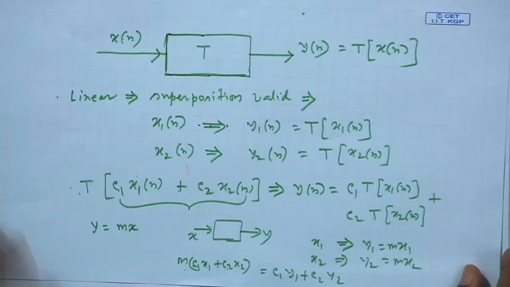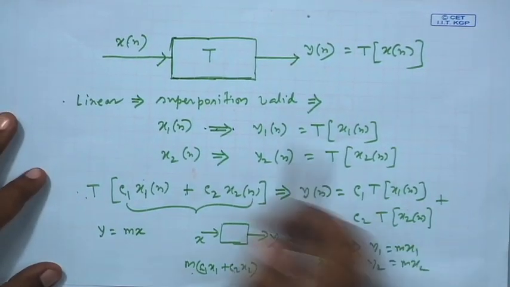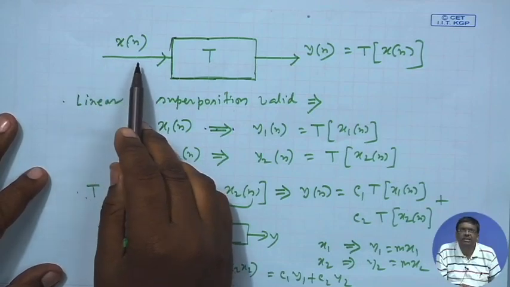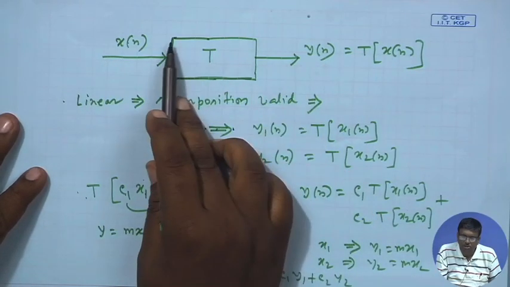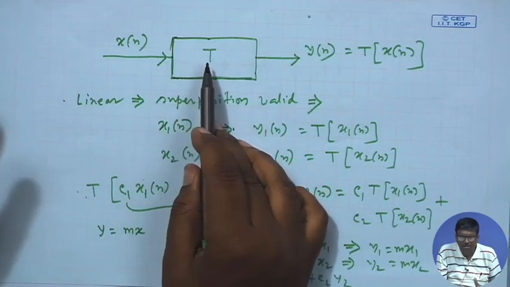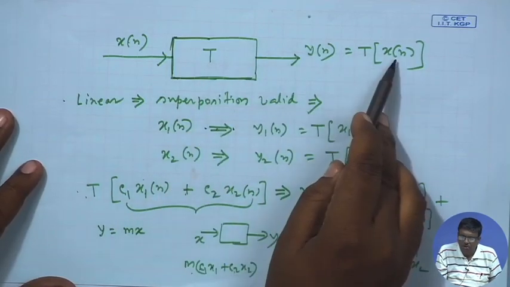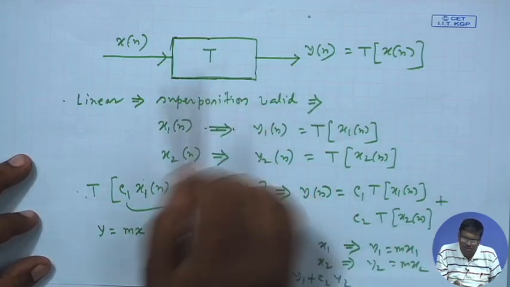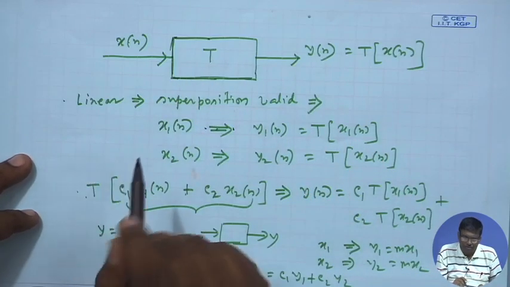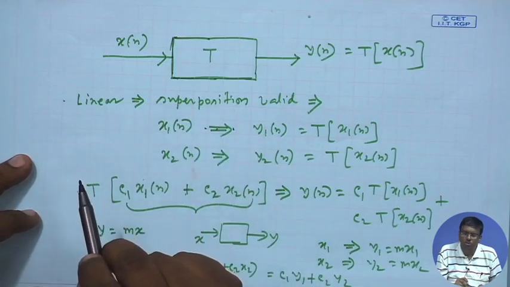Okay. So, let us try to recall what we did last time. We discussed linear systems. For linear systems, we meant the principle of superposition should be valid. That is, this is a system which takes x n as a sequence as an input and produces y n. The system is represented by an operator t, which works on x n in some way or other and gives you y n. This system will be called linear if the principle of superposition holds good.